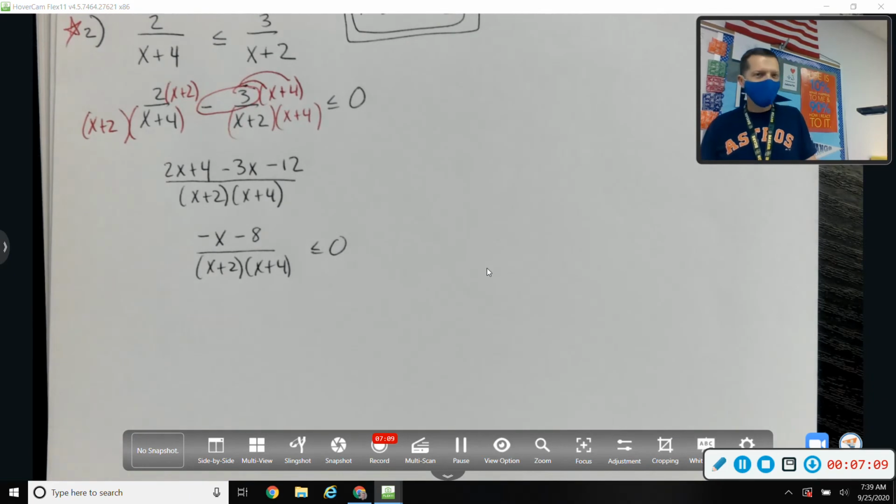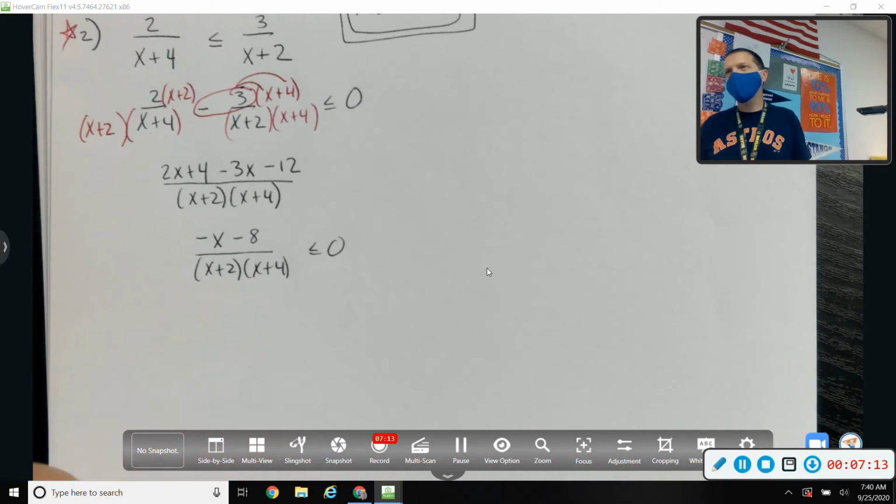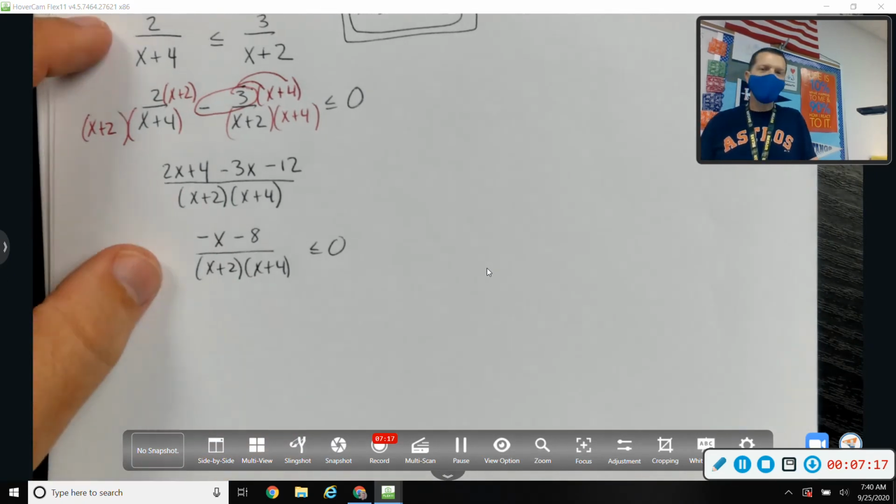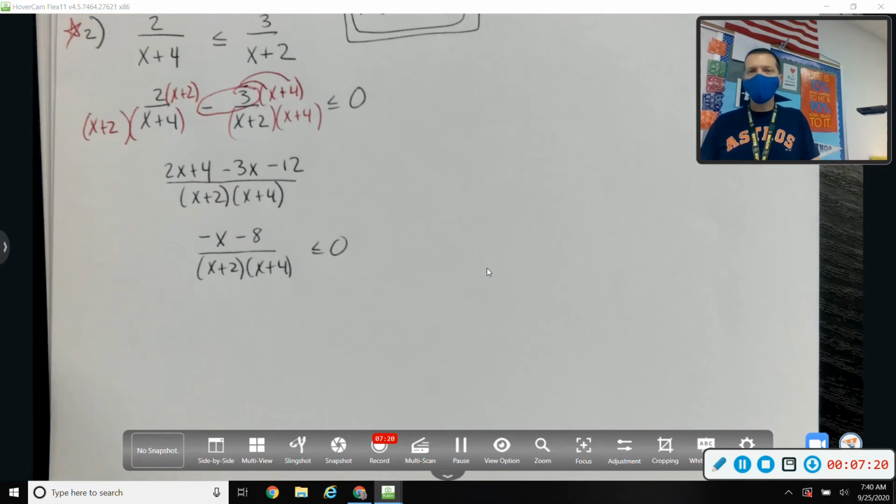It's like, okay, all that work, now I can start thinking about inequalities and number lines and zeros and shadings and all the rest of the stuff. But I had to get all of that done first to make it one fraction on the left-hand side.